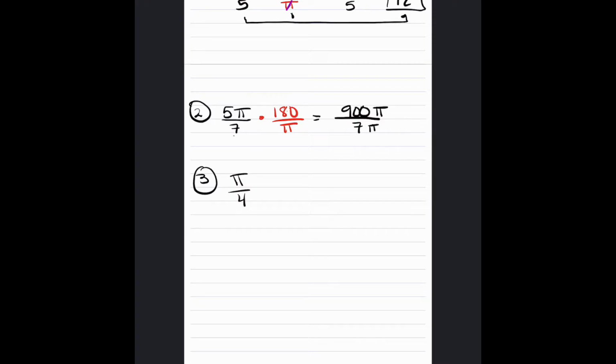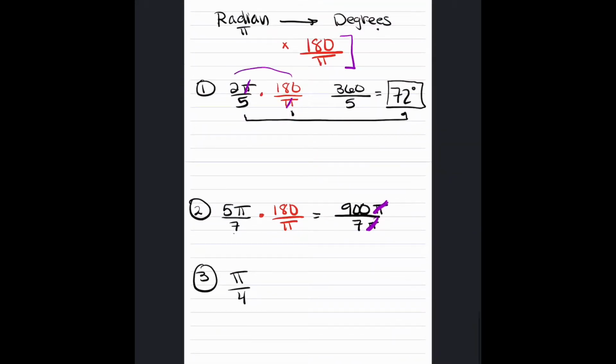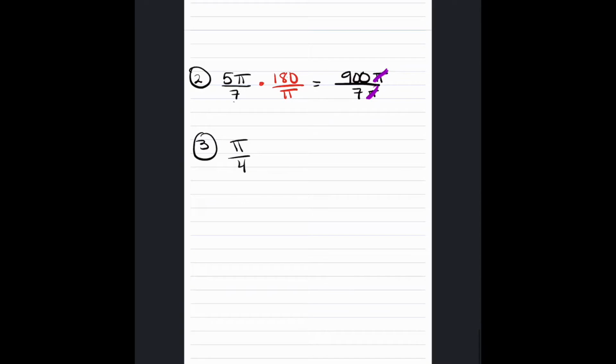And now see how I have pi's on my numerator and denominator? So I can cancel them out here now if I want. So you don't have to cancel them in the earlier step; you could cancel it over here. So I'm left with 900 over 7. I'm just going to divide those. 900 divided by 7 is 128.571. So I'm going to put 0.6. So it's about 128.6 degrees, or you could round up to 129 degrees if you wanted to.